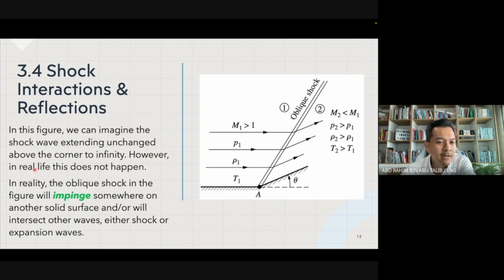However, in real life, this does not happen. In reality, the oblique shock in the figure will impinge somewhere on another solid surface. Basically, when it is being deflected, it will then impinge, or be reflected, onto another solid surface, or will intersect other waves. So it's not really a single line. It is also intersecting with other waves that are already developing elsewhere, so either shock or expansion waves. So this is just an ideal case.